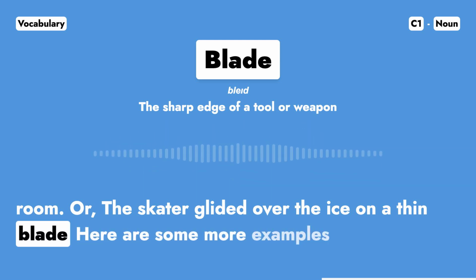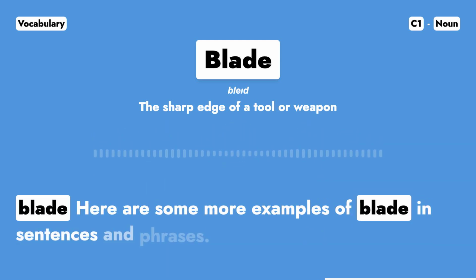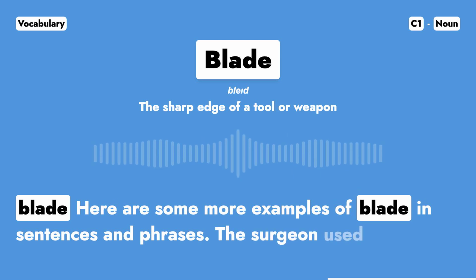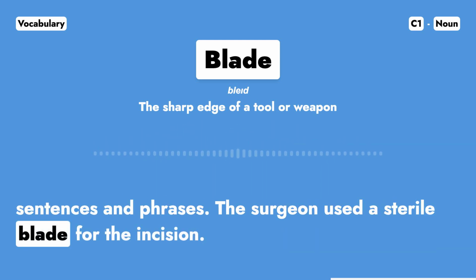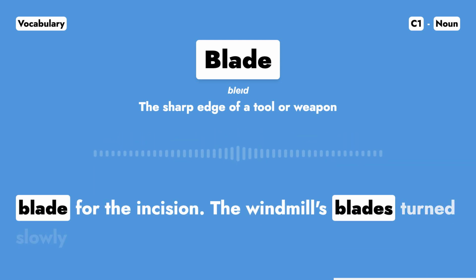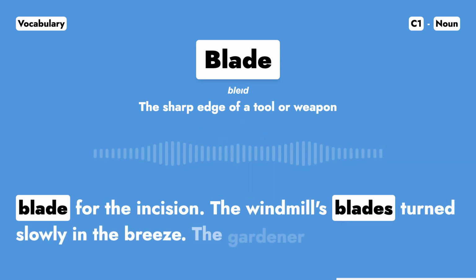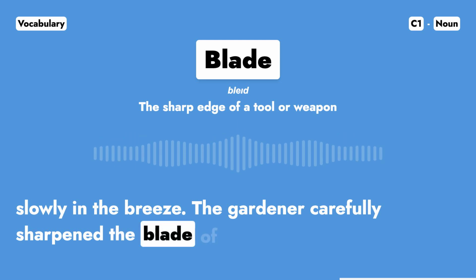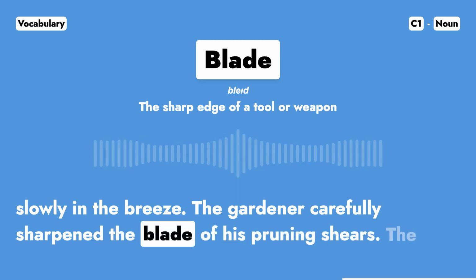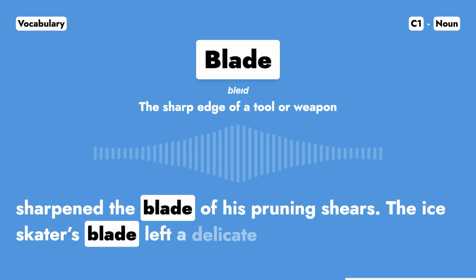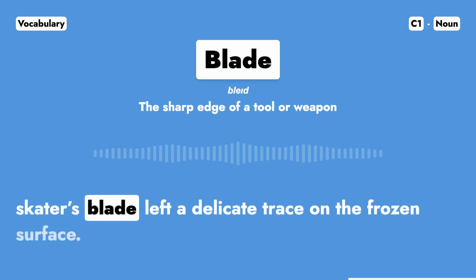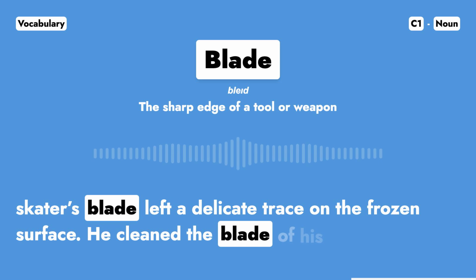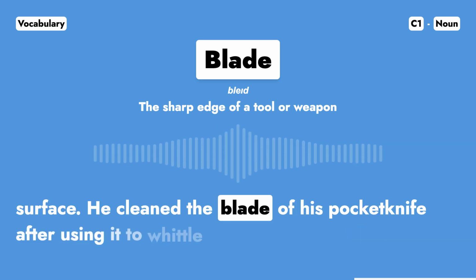Here are some more examples of blade in sentences and phrases. The surgeon used a sterile blade for the incision. The windmill's blades turned slowly in the breeze. The gardener carefully sharpened the blade of his pruning shears. The ice skater's blade left a delicate trace on the frozen surface. He cleaned the blade of his pocket knife after using it to whittle wood.